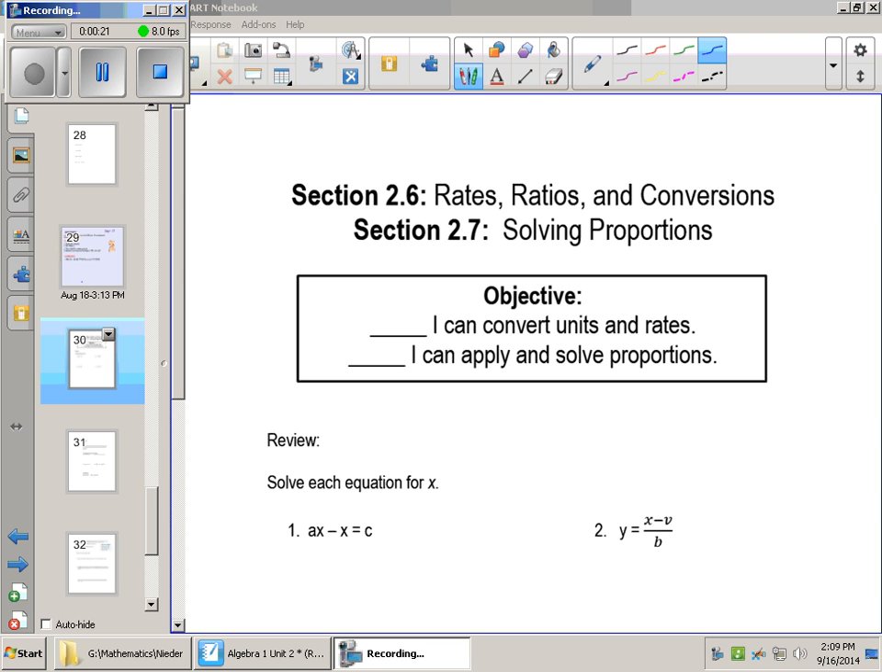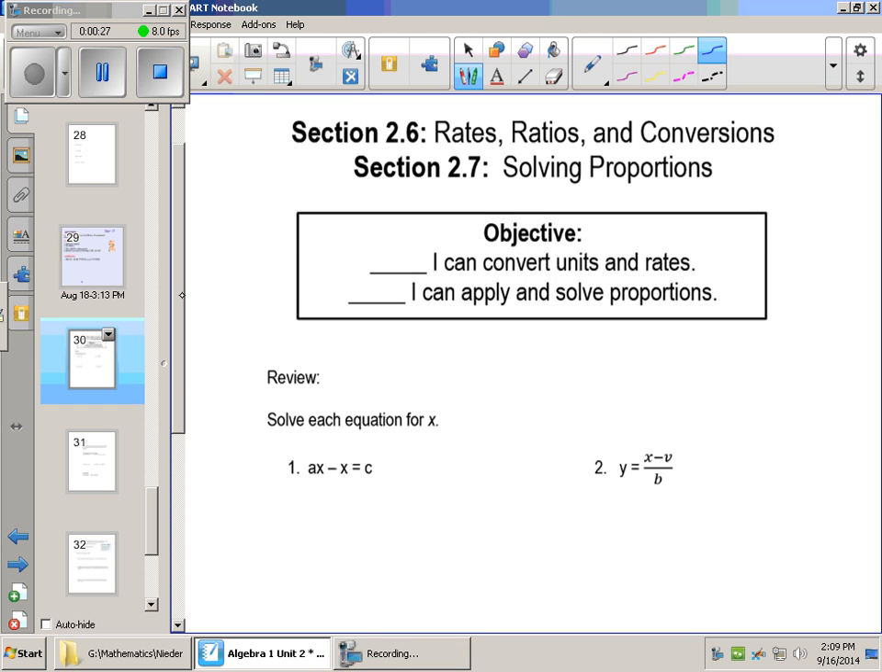So we are going to start the section on 2.6 and 2.7 in your book on rates, ratios, and conversions and solving proportions. So I'm going to be leading you through that today. You should have this packet in front of you that you picked up and have your pencil ready, and we're going to work through this together, and then some of it you'll do on your own. All right? So the objectives we're going to cover this time: I can convert units and rates, and I can apply and solve proportions. That's what we'll be doing today.